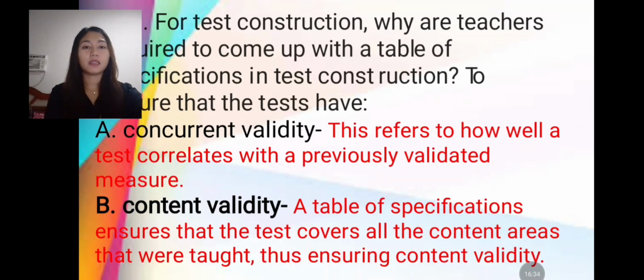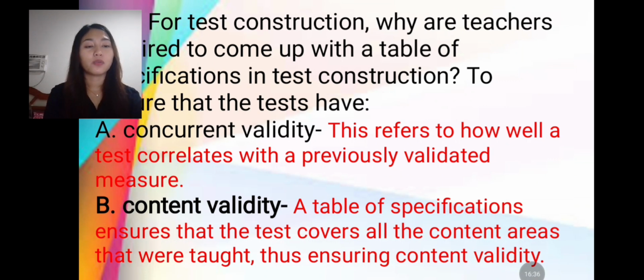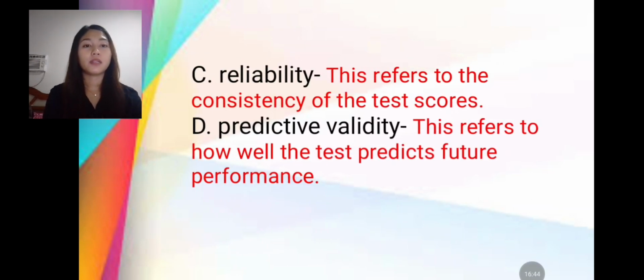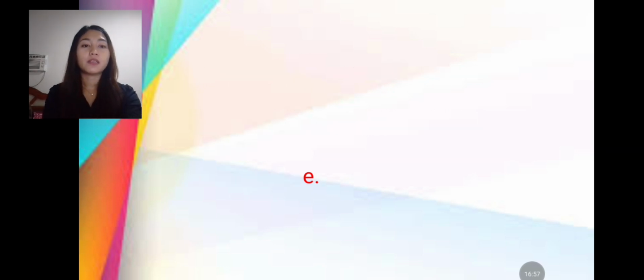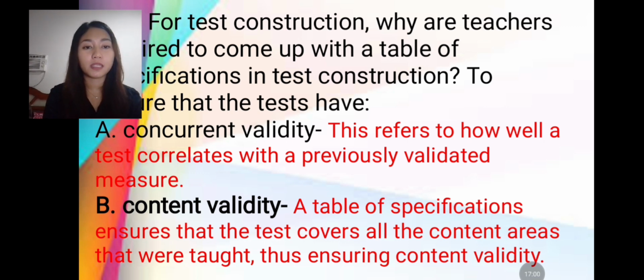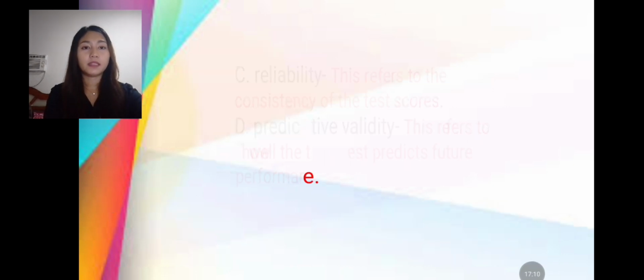So why not A, C, and D? Letter A refers to how well a test correlates with a previously validated measure. While letter C, reliability, this refers to the consistency of the test scores. Letter D, predictive validity, this refers to how well the test predicts future performance. So the answer is letter B, content validity. A table of specifications ensures that the test covers all the content areas that were taught, thus ensuring content validity.